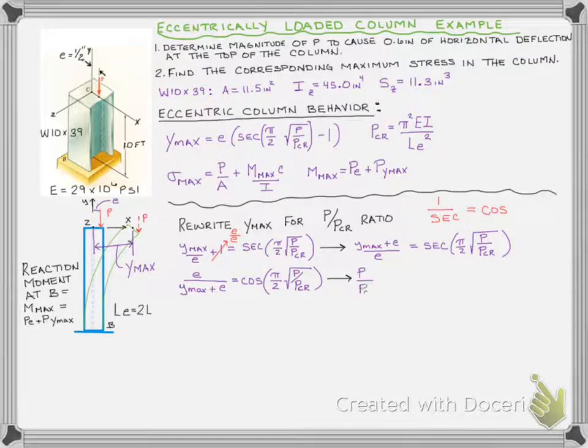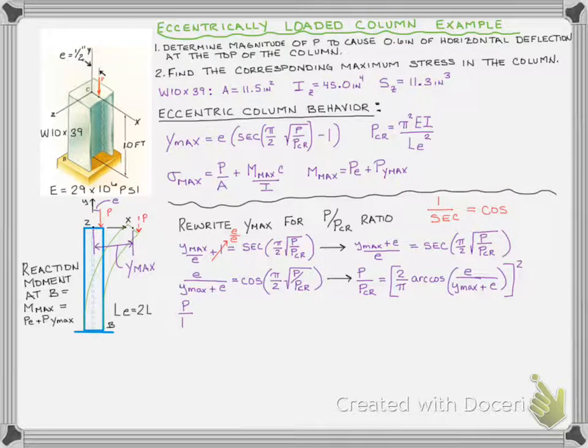And then we can actually take the inverse cosine or arc cosine of both sides of our equation. That then keeps the pi over 2 outside of the cosine, and then we can multiply both sides by that. And what we would end up with is, once we take the inverse cosine, we can then multiply both sides by 2 over pi, and then we need to square both sides, and we're left with P over P critical is 2 over pi times the inverse cosine, or arc cosine, same thing, of E, or eccentricity, divided by Y max plus our eccentricity, and then the entire quantity squared.